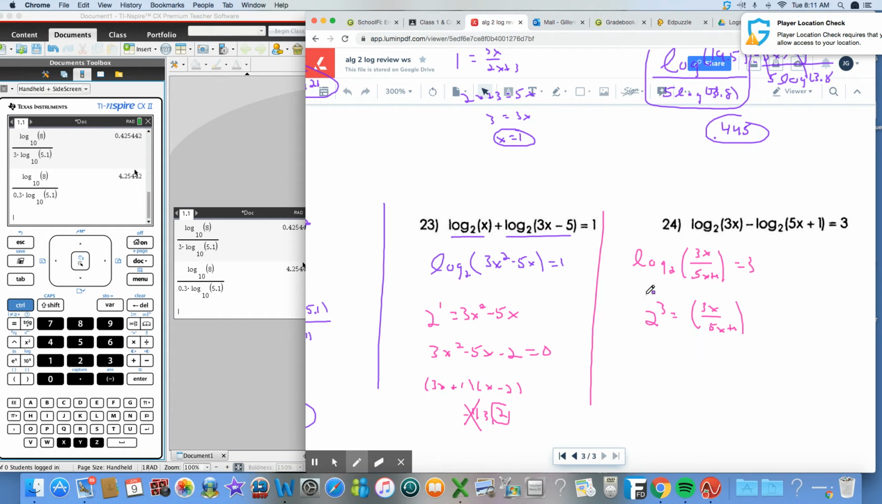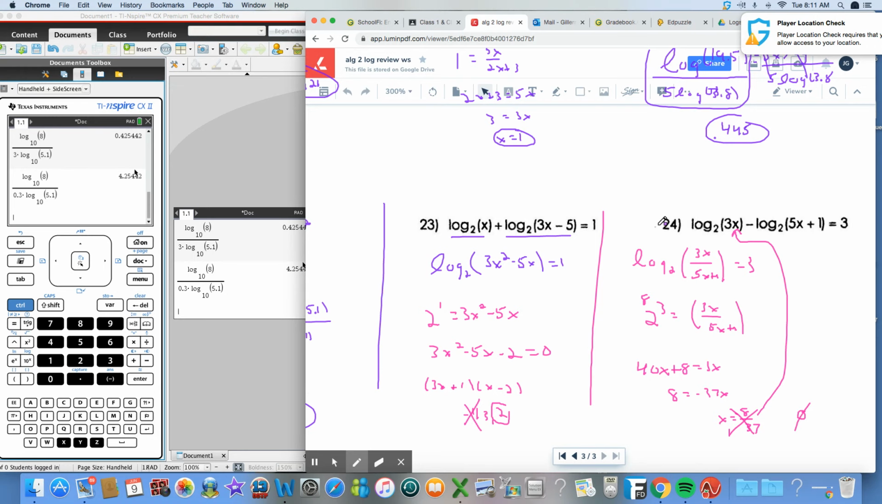So we're going to cross multiply. So that'd be 40x plus 8 equals 3x. So that's 8 equals negative 37x. So then x equals negative 8/37. However, if I plug that in there, it gives me a negative. So that doesn't work. There's no other answer. So the answer is no solution.